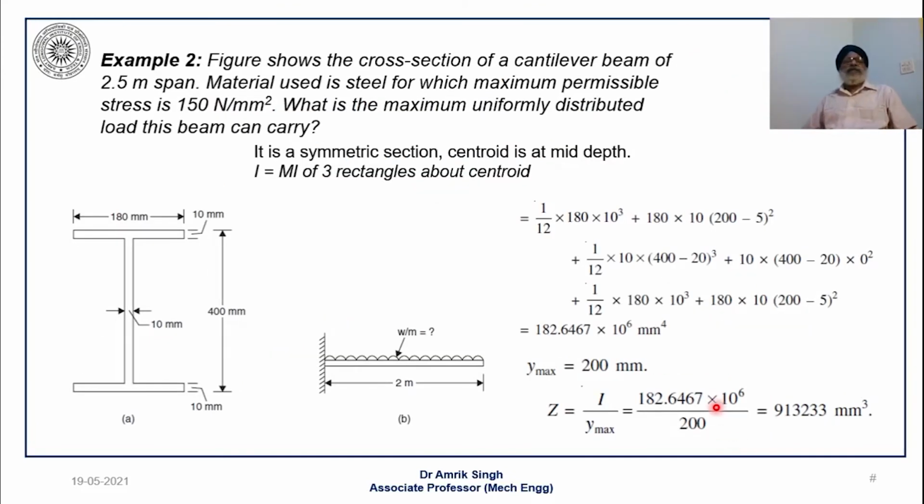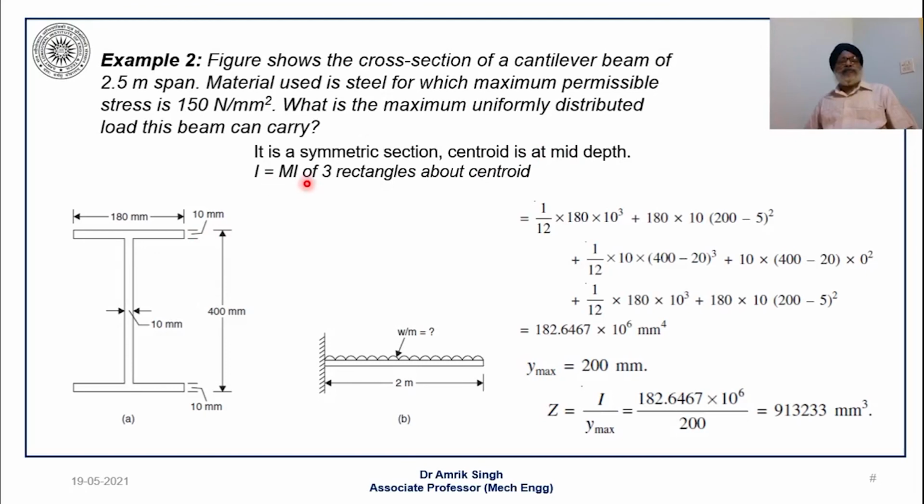Next example is of an I-beam and it is a cantilever. The figure shows a cross section of a cantilever beam which is 2.5, here it should be 2 meter. So it is 2.5, sorry. The material used is steel for which the maximum possible stress is given. What is the maximum uniformly distributed load it can carry if the symmetric section centroid is at the mid depth?